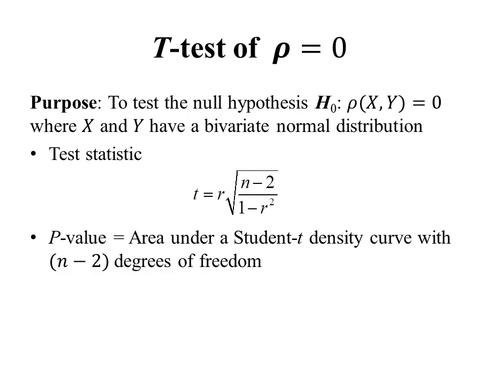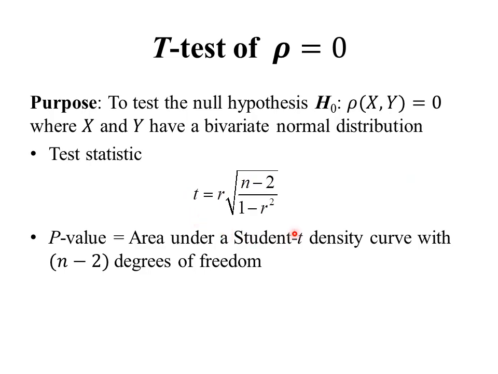Now the hypothesis test here is called simply a t-test, and the purpose is to test the null hypothesis that rho equals 0, which is exactly what we have here, where x and y have a bivariate normal distribution. Now this qualifier of bivariate is explained more in the book. We won't go into it here. We'll just take it for granted that these two variables have a bivariate normal distribution.